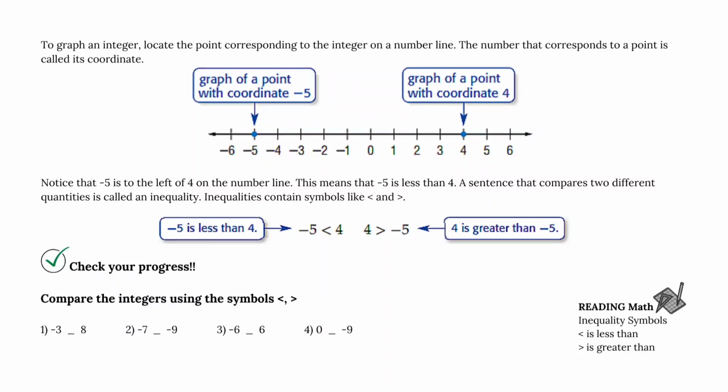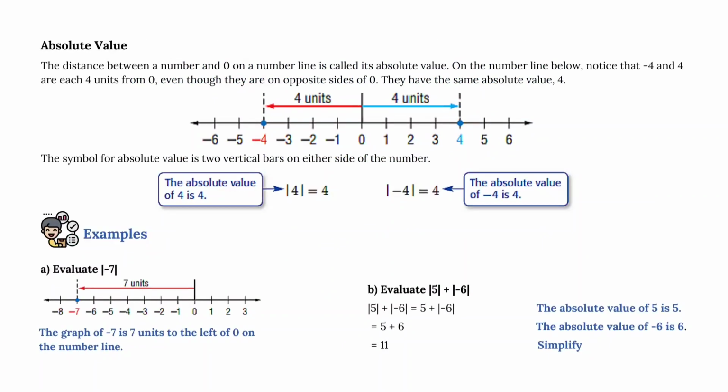Let's move to the next topic of the lesson, absolute value. The distance between a number and 0 on a number line is called its absolute value. On the number line below, notice that minus 4 and 4 are each 4 units from 0.